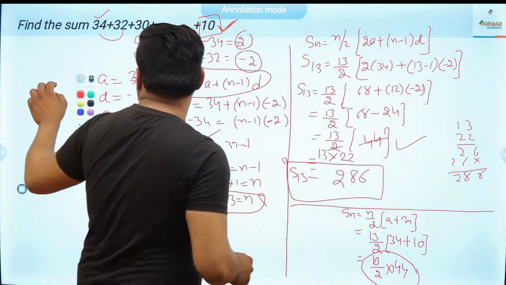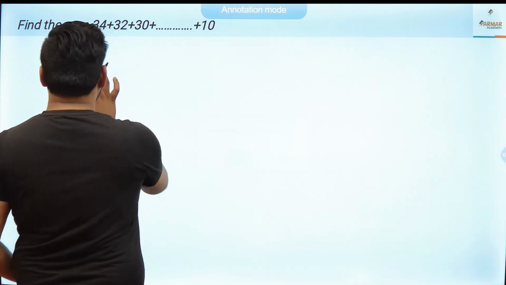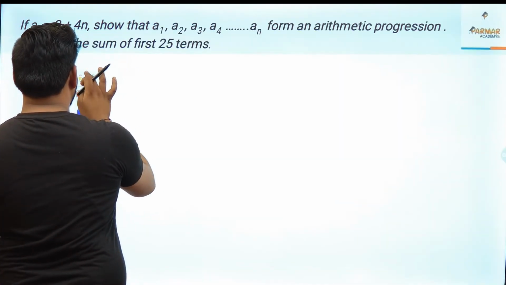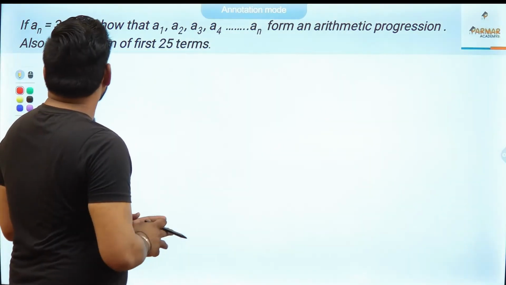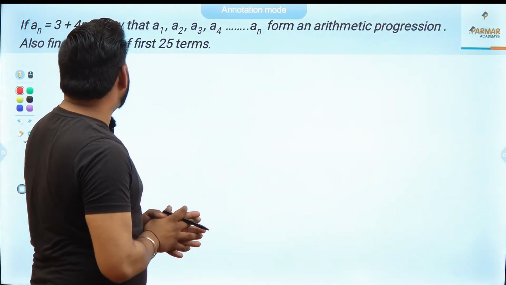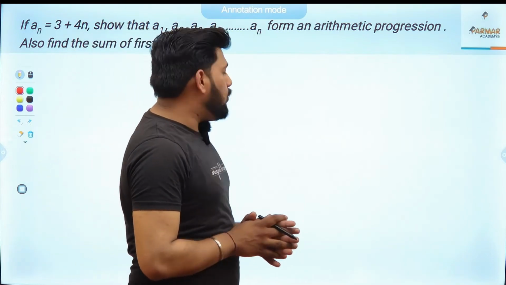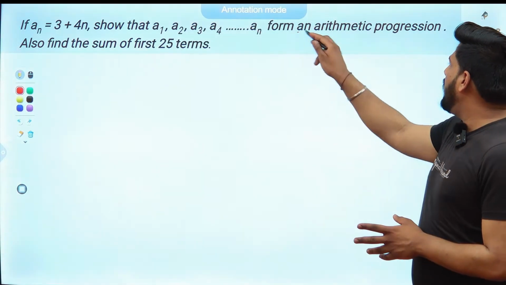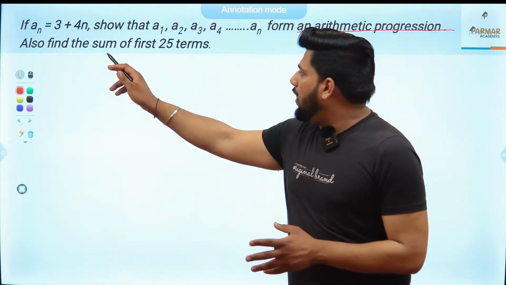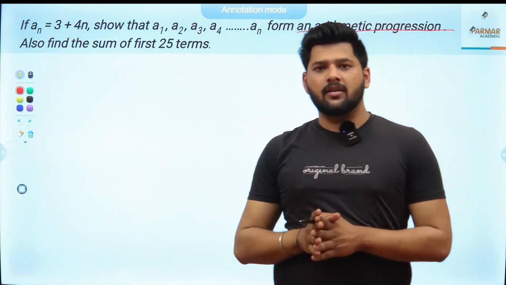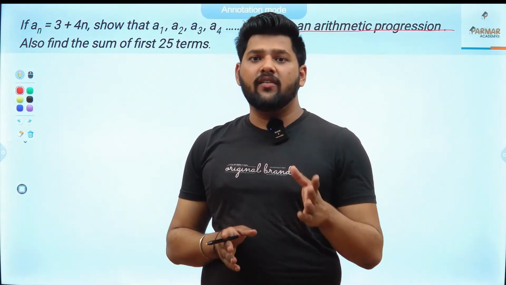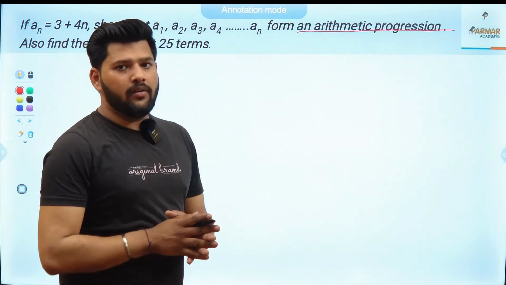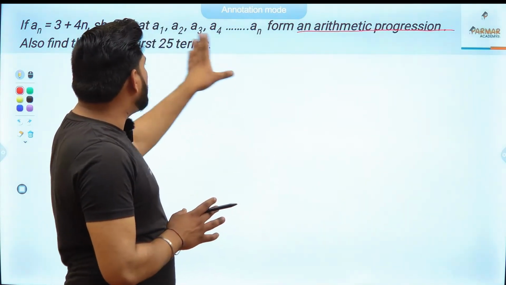The next one is: if an is equal to 3 plus 4n, show that a1, a2, a3, a4 and so on, an form an arithmetic progression, that is AP, and also find the sum of first 25 terms. Means what is given to us, we have been given a generalized form of a sequence, that an is equal to 3 plus 4n.